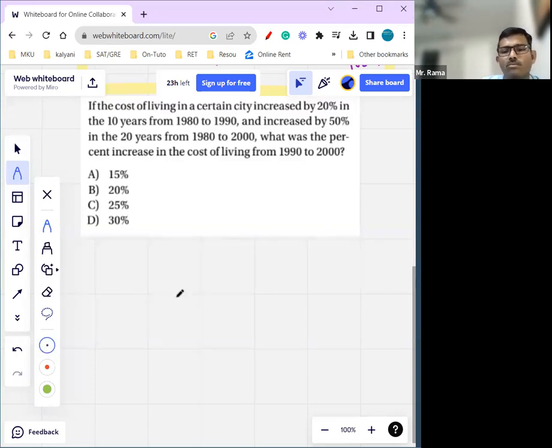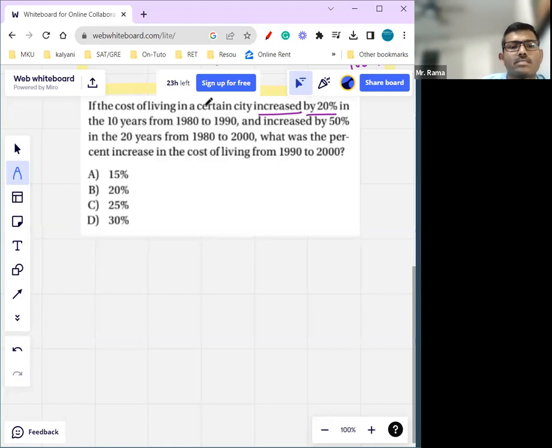Okay, I'm going to go over this one without techniques, and then we can look into some techniques as well. Now, first of all, the cost of living is increased over 20 years. So let's say the cost of living in a certain city is $100. With percentages, it is easy to use 100. So the cost of living is $100.